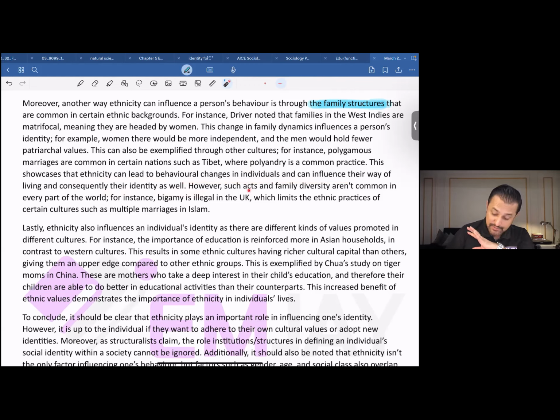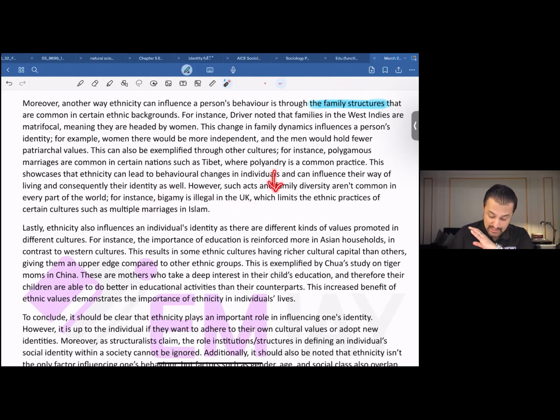However, such acts and family diversity aren't common in every part of the world. For instance, bigamy is illegal in the UK, having more than one partner at a time, which limits the ethnic practices of certain cultures such as multiple marriages in Islam.